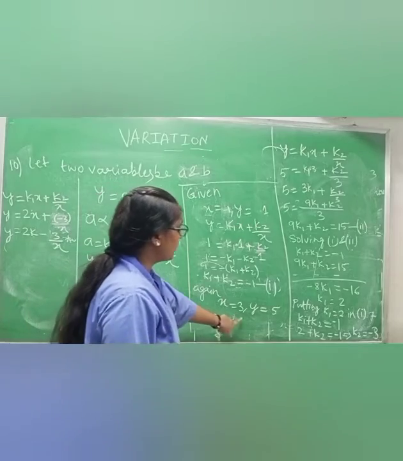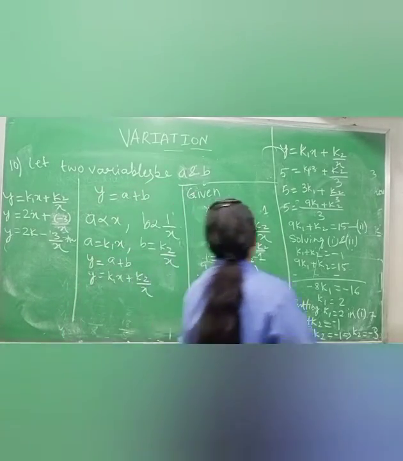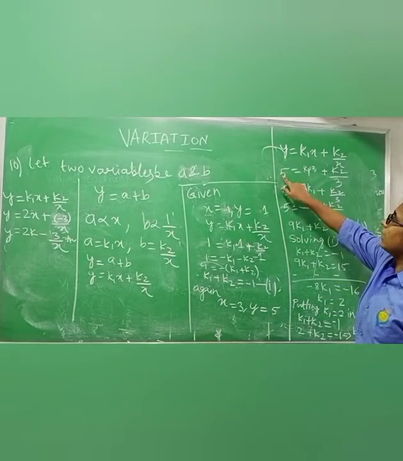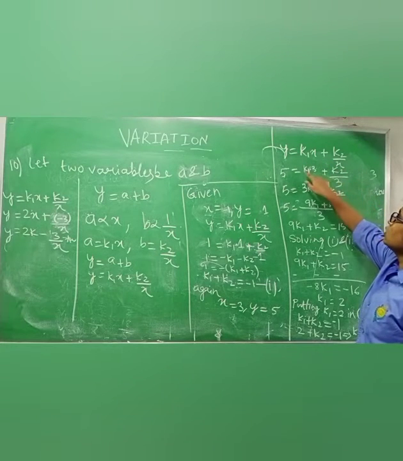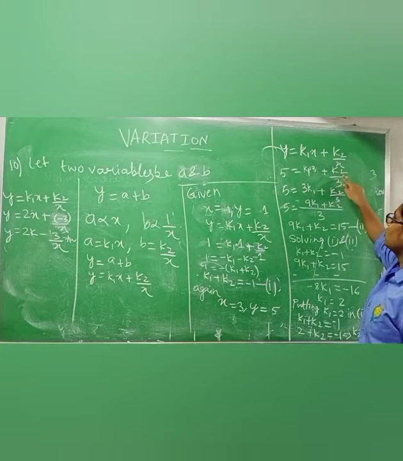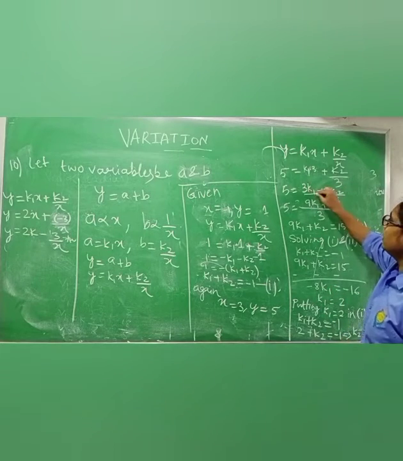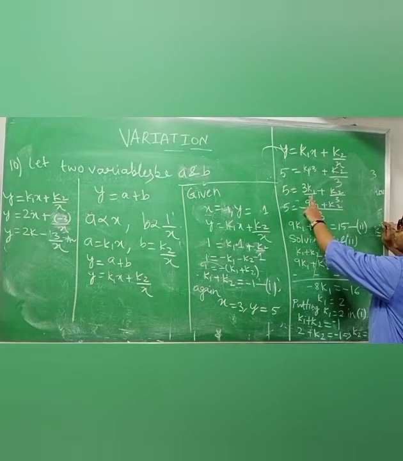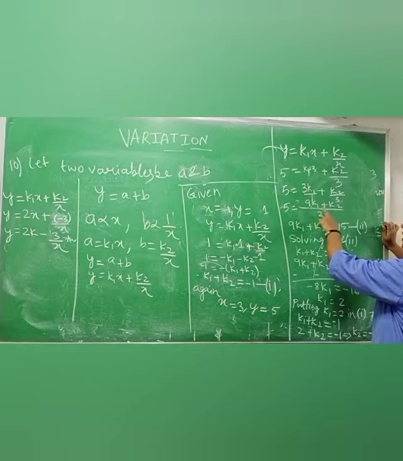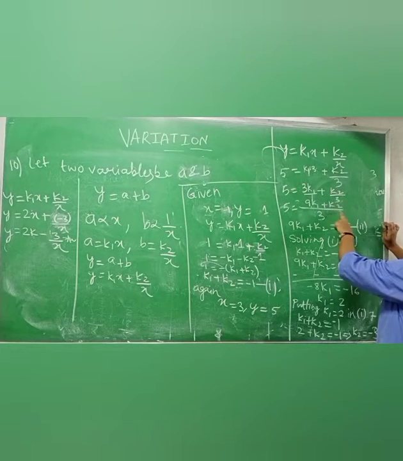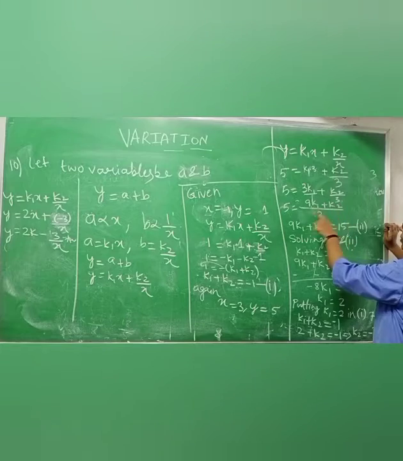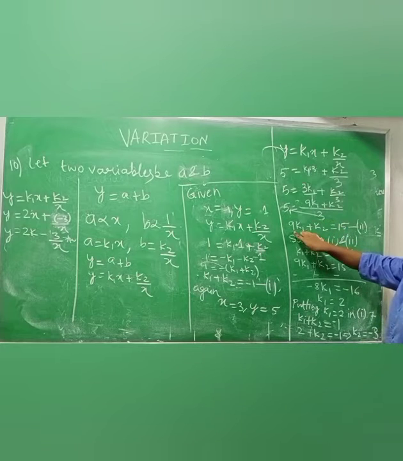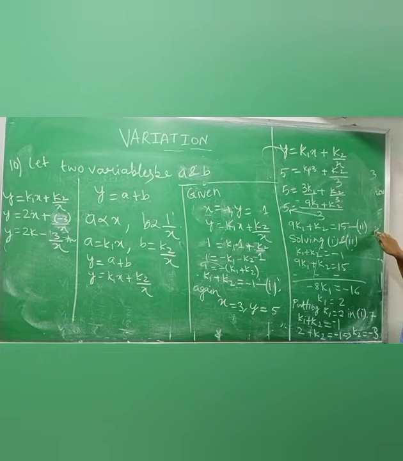Again it is given, when x equals 3, y equals 5. Again in place of x I will put 3 and in place of y I will put 5. So y is 5, and x is 3. So k1 into 3, 3k1, plus k2 by 3. Now take the LCM, the LCM will be 3 only. 3 divided by 1 is 3, 3 3s are 9, so 9k1. Then 3 divided by 3 is 1, into k2, k2. So 9k1 plus k2 by 3 equals 5. Now this 3 I take to this side, it becomes 5 3s are 15. So I am getting 9k1 plus k2 equals 15, equation 2.